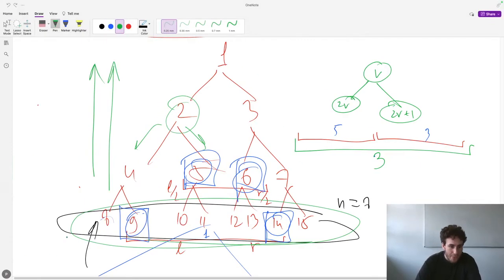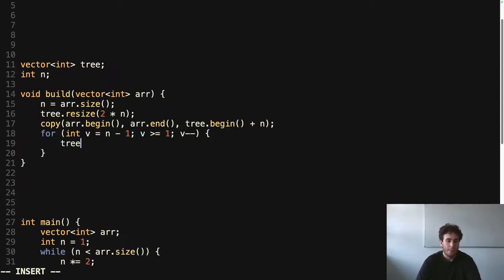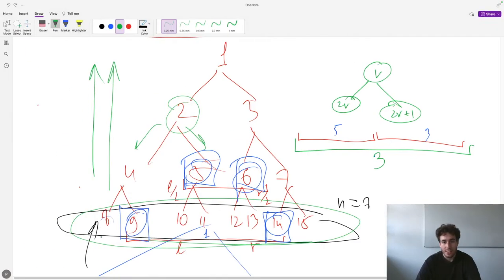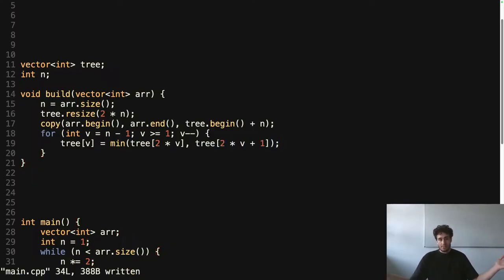So my first leaf has index n, so I'm going to start from index n minus 1, from n minus 1 up to 1. My tree v is computed from its children. Children have indices 2v and 2v plus 1. So it's the minimum of tree 2v and tree 2v plus 1. And this is it. Just like 5 lines of code, and we computed our segment tree.